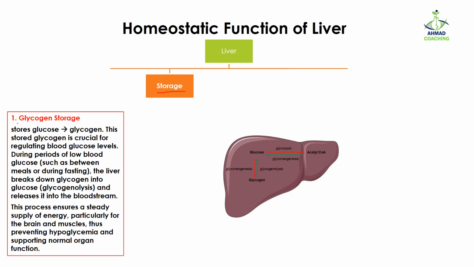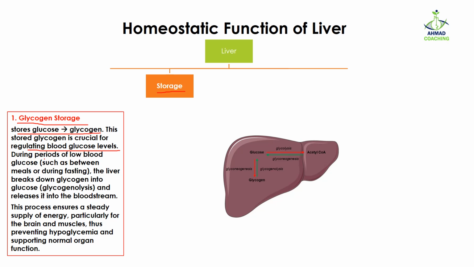The second homeostatic function of the liver is storage, meaning it is going to store something. First of all, it is going to store glycogen. The liver stores glucose in the form of glycogen. We know that glycogen is a long chain of glucose. This stored glycogen is crucial for regulating blood glucose levels.